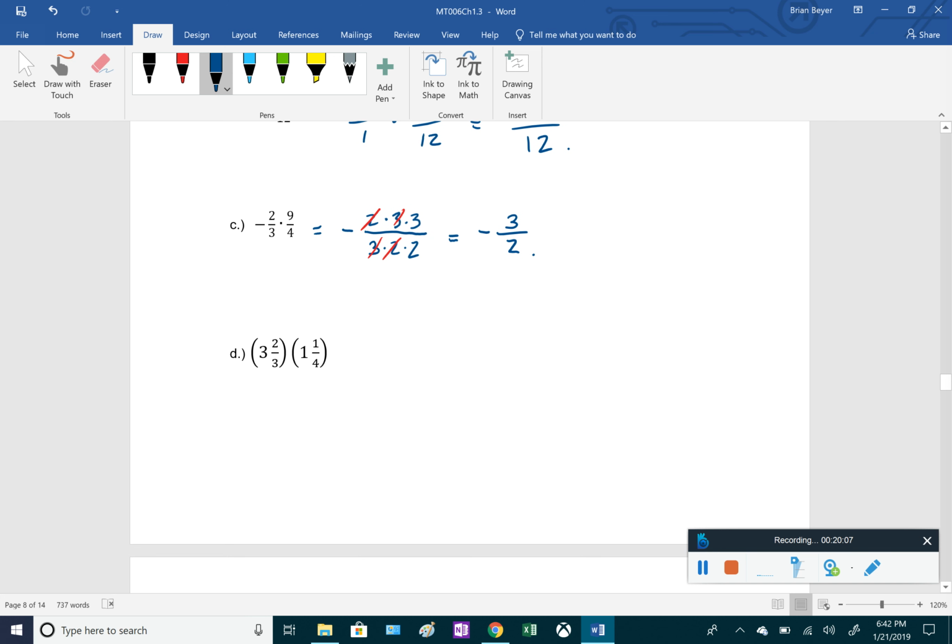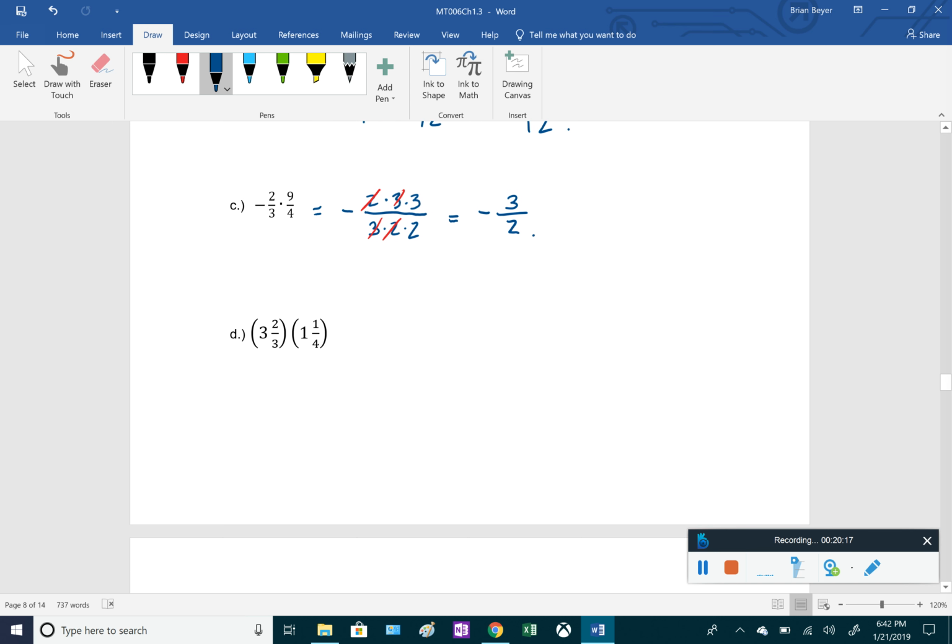Okay, so you could have multiplied straight across right away and gotten 18 over 12, but then you'd have to simplify it and get negative 3 over 2. So if you recognize that you can factor and simplify before you multiply, it might be a little bit easier sometimes.